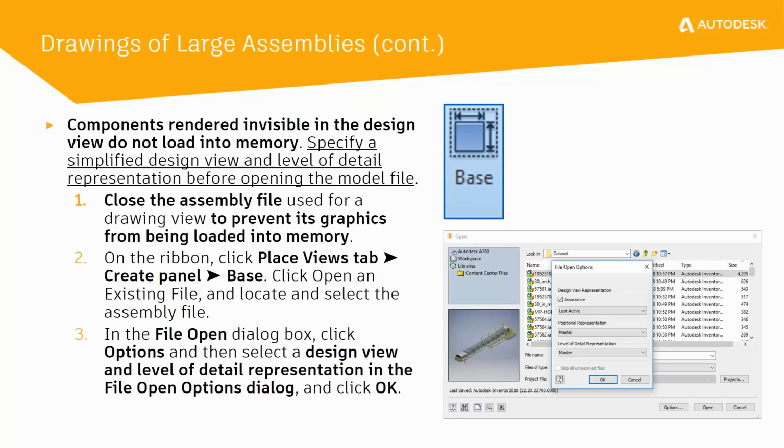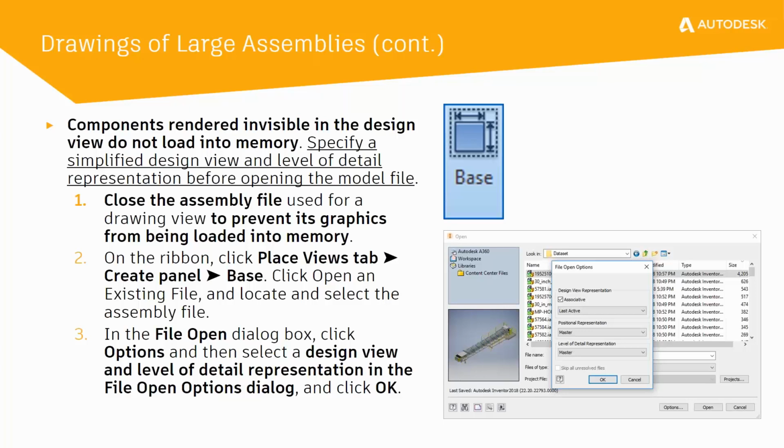Some other things that you can do is improve the way that you place views when working with a large assembly. Many of you might note that when you place a view of a large assembly, it can be a timely process. So one of the recommended workflows is to follow some guidelines here, because what we're trying to do is minimize the rendering of an image which is visible by making it invisible. The way you can do this is to close the assembly file that you're working on, and this will prevent the graphics from being loaded into memory.